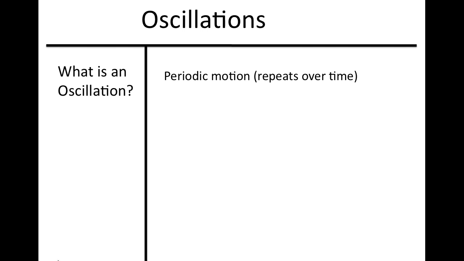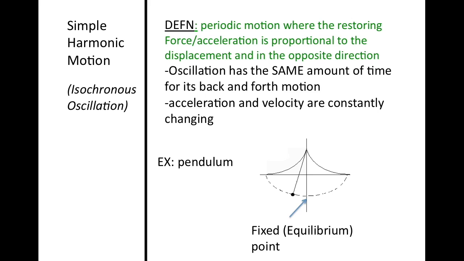Let's begin our T-notes for oscillations. An oscillation is a periodic motion that repeats over time. There is a certain kind of oscillation called simple harmonic motion, also known as isochronous oscillation.